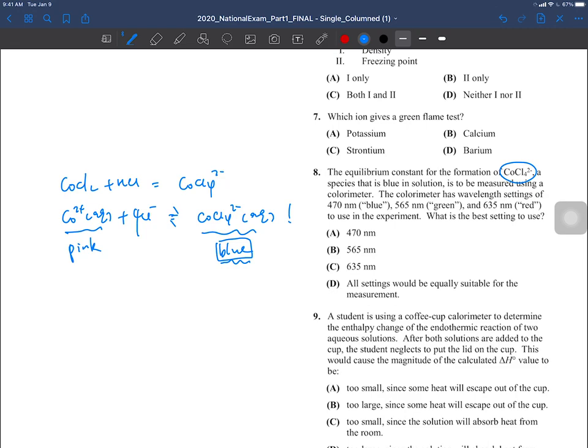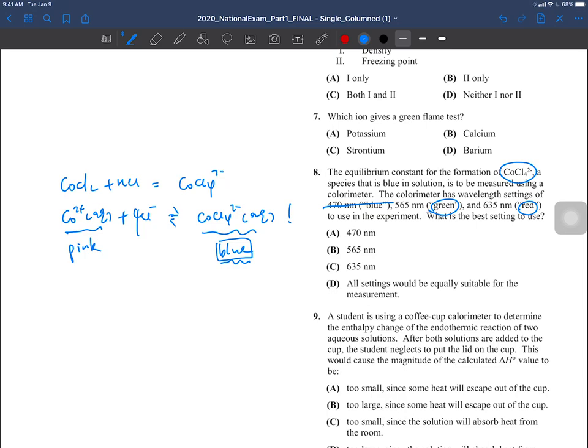If something is blue, there are two possible reasons. The first one, the complementary color is absorbed, and then the blue color is left. The second possible reason is it transmits or emits the blue light, right? Here, obviously, it's based on absorption. So the complementary color of blue is absorbed. Obviously, we can eliminate this one, right? But green and red, do we know which one is the complementary color of blue?